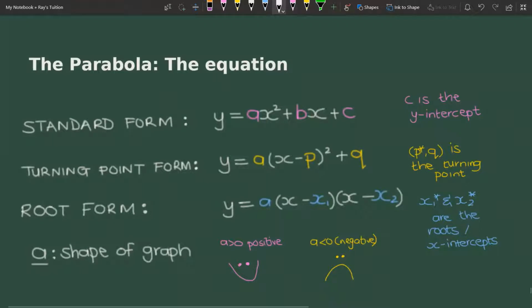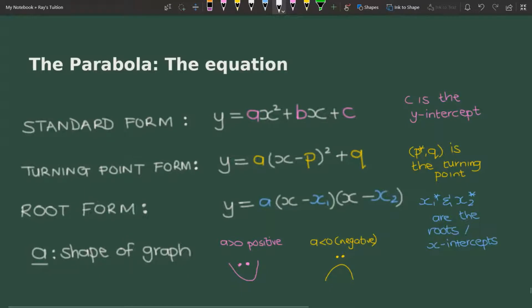So we will go through these different forms of the parabola, which they can be written in, and go through the different aspects of each of them. The first one is called standard form, and in standard form we have the equation y is equal to ax squared plus bx plus c. There are three parameters in this equation, a being the coefficient of x squared, b being the coefficient of x, and c being our constant term.